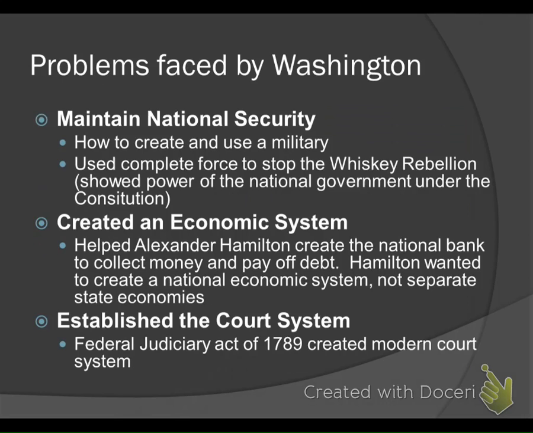Another problem he faced was establishing the court system. The only court that the Constitution set up was the Supreme Court. And so with the Federal Judiciary Act of 1789, he created a modern court system that had lower courts as well, not just a Supreme Court.